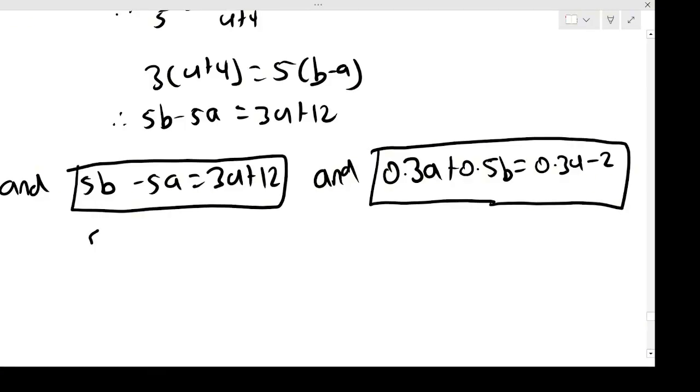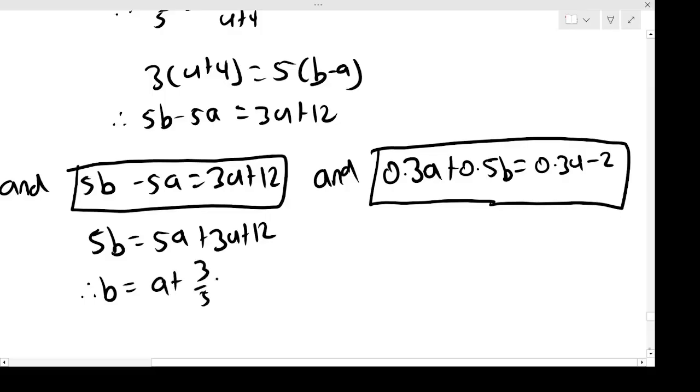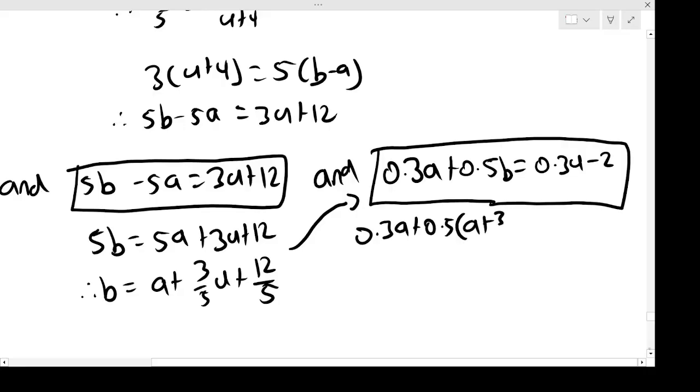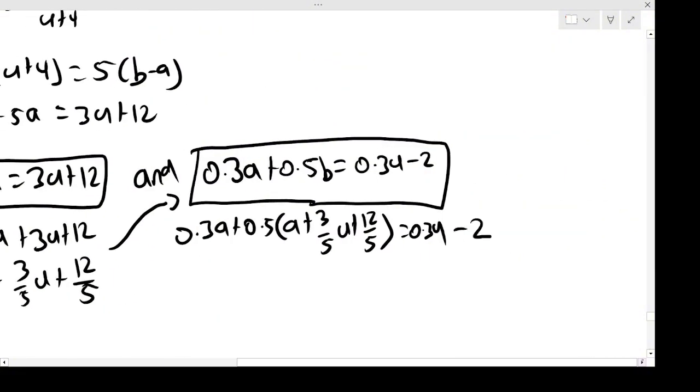So firstly, I can see that 5b is going to be 5a add 3u add 12. Therefore, b is going to be a fifth of this, so it's going to be a add 3 over 5 u add 12 over 5. Okay, and so I'm going to sub that into the next equation here. So 0.3a add 0.5 lots of a add 3 over 5, sorry, u add 12 over 5 is 0.3u minus 2.